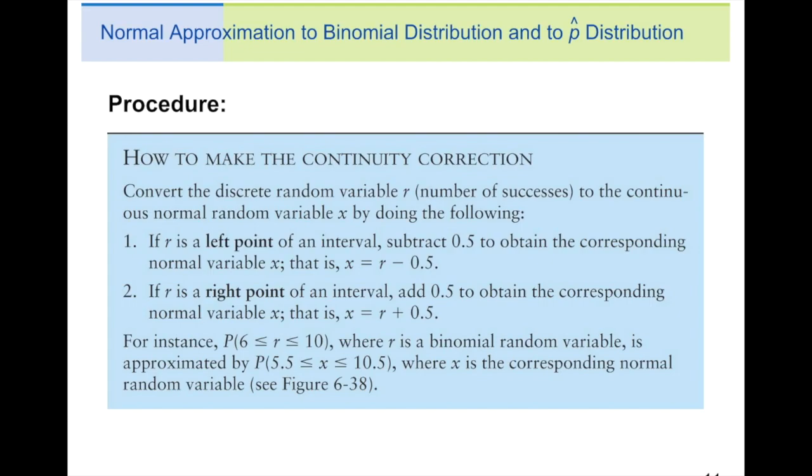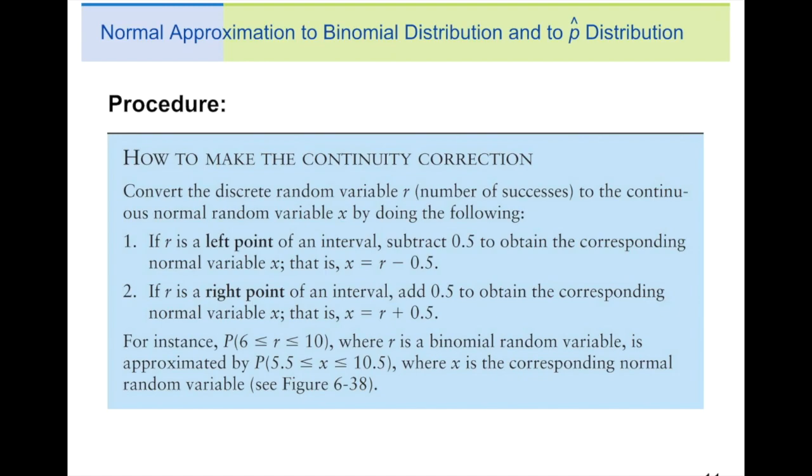How to make a continuity correction. Convert the discrete random variable r, number of successes, to the continuous normal random variable x by doing the following. If r is the left point of an interval, subtract 0.5 to obtain the corresponding normal variable x, that is, x equals r minus 0.5. If r is a right point of an interval, add 0.5 to obtain the corresponding normal variable x, that is, x equals r plus 0.5.